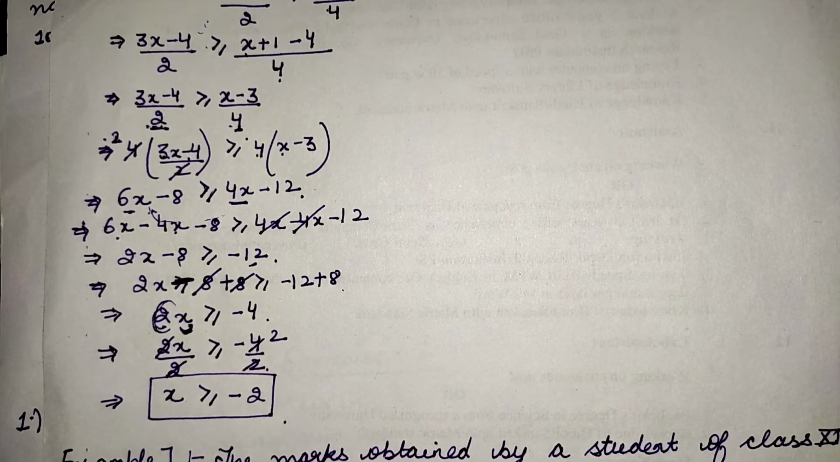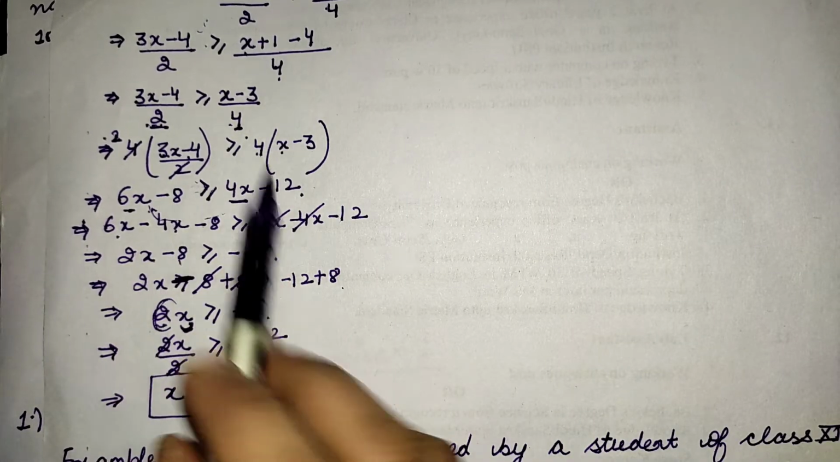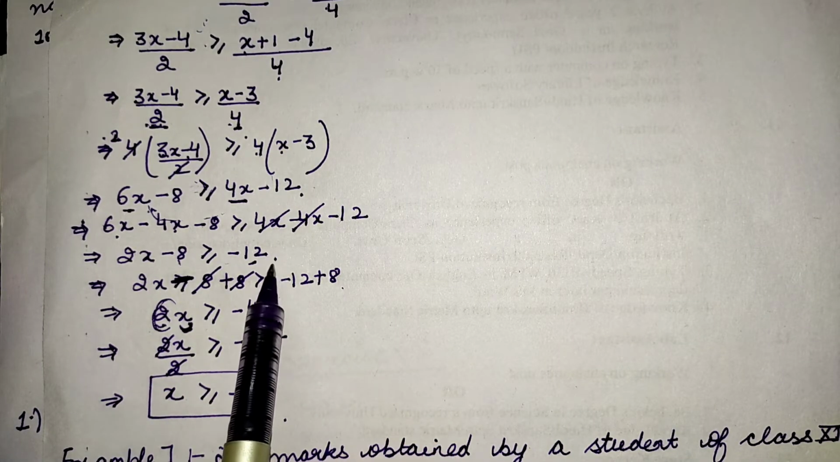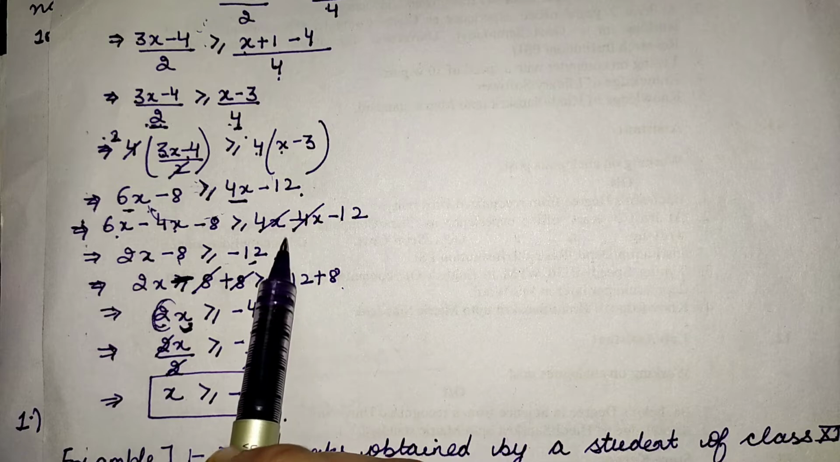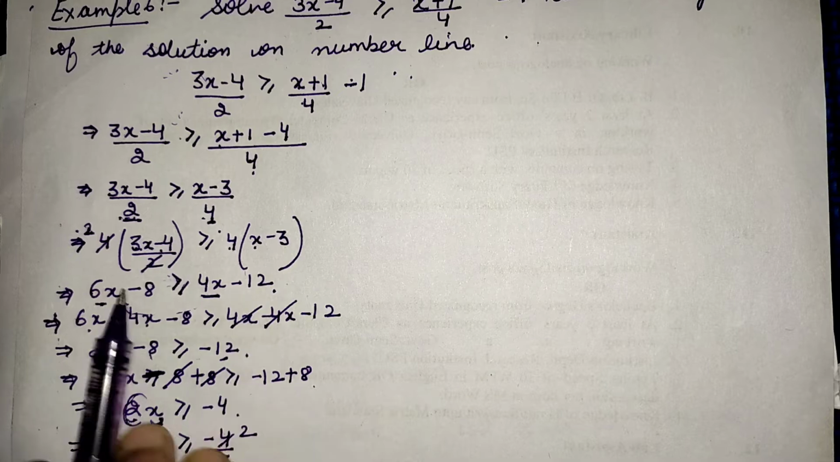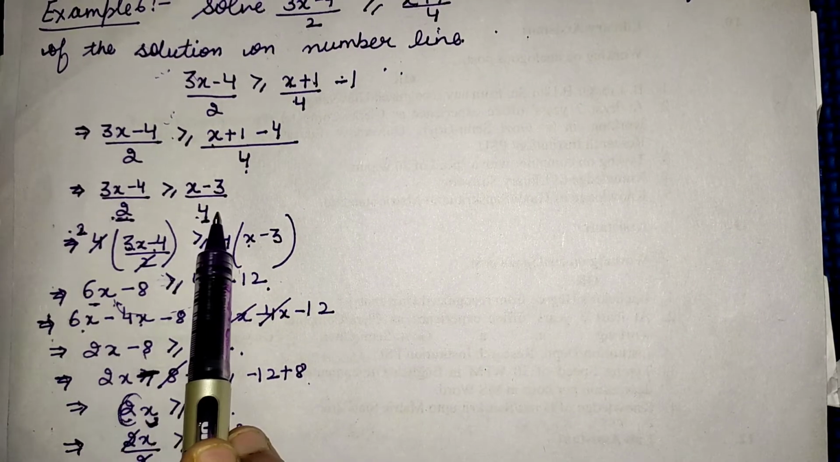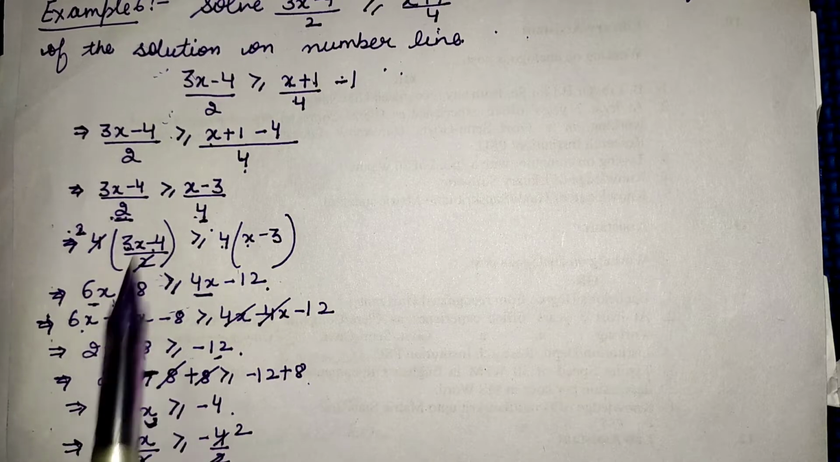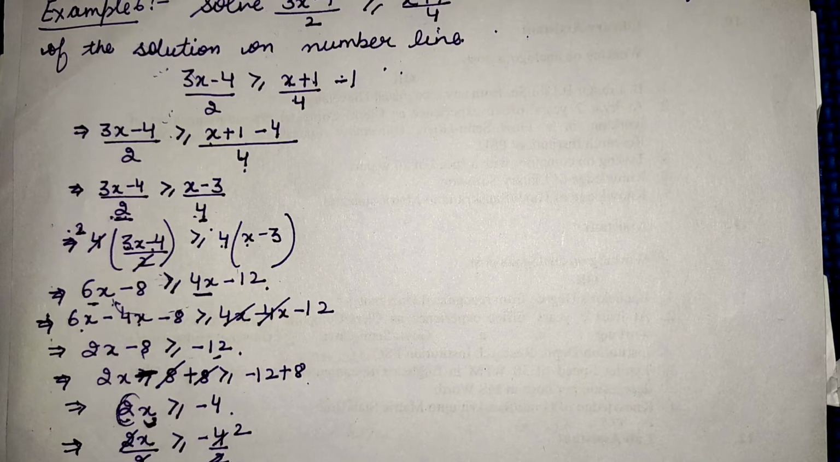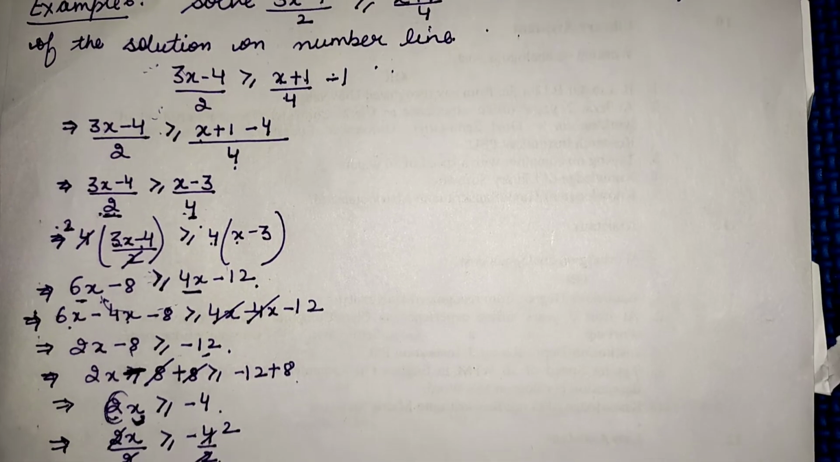Okay, so the steps are the same as if there was an equal to sign, to solve a linear equation in one variable. But the difference is that you have to do addition or subtraction of the same term on both sides, and also when you are doing multiplication or division, you have to do it with the same number on both sides. Okay, so what have I got?